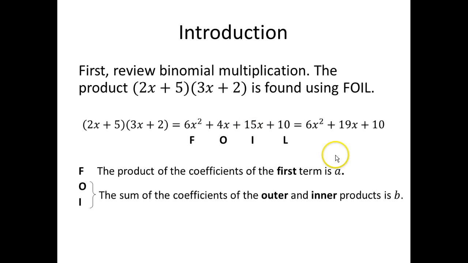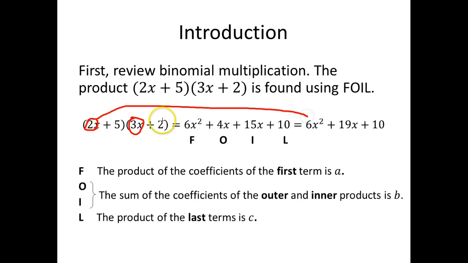Similarly, the sum of the coefficients of the outer and inner products, here's my outer product, here's my inner product, that ends up giving me my x term coefficient, which we call b. And also when I FOIL the product of the last terms, 5 times 2, ends up giving me 10. So if I draw something here, it makes things a little bit more clearer. If I take 2x and 3x and I multiply them together, this ends up giving me 6x squared. And if I multiply 5 and 2 together, which is the product of my last terms, I end up getting 10.